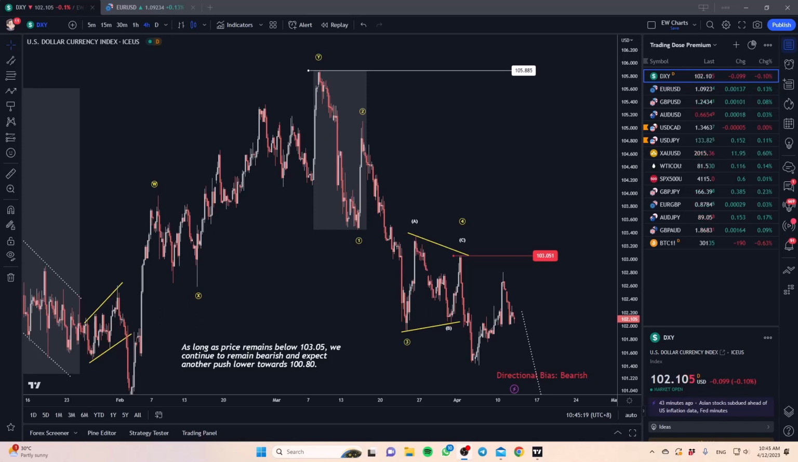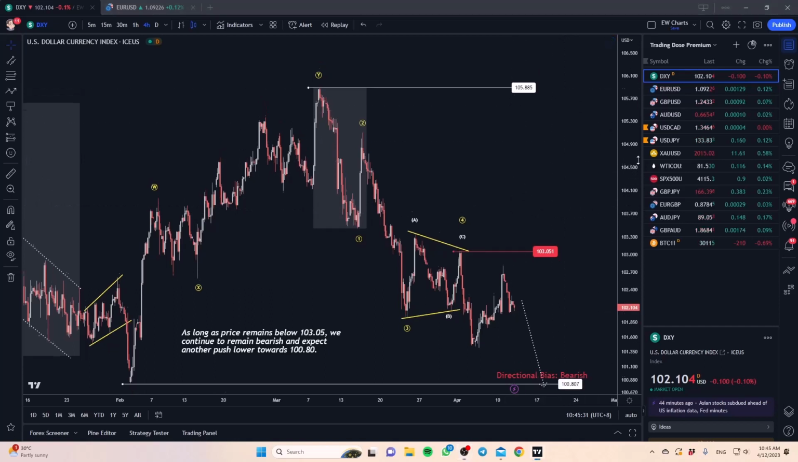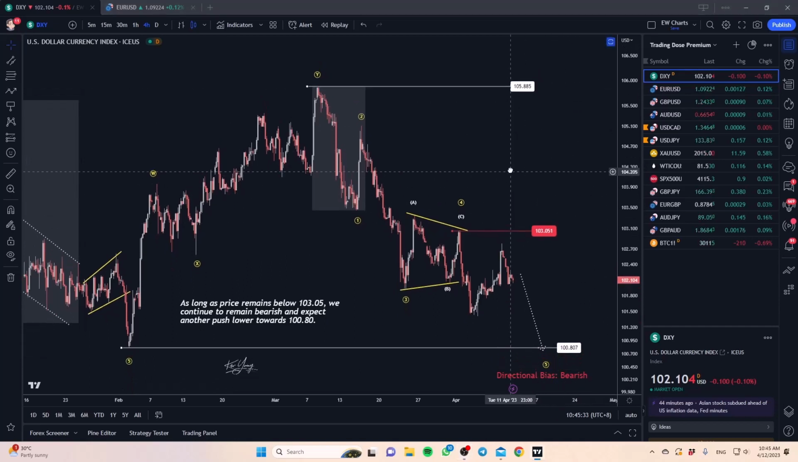So over here, as usual, what we're going to do is look at some of the major pairs, walk through the technical analysis, and update you guys on what are some of the opportunities and things to take note of. So let's start off with the dollar index over here.